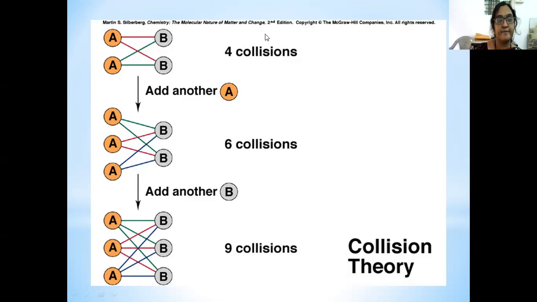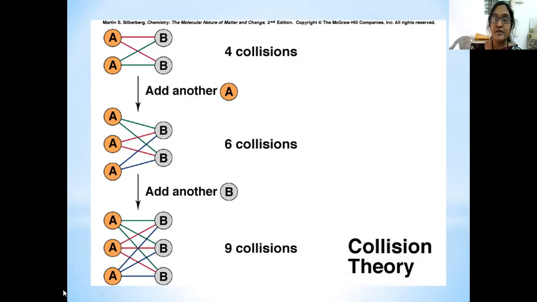But you can see here, 4 collisions are possible. When we add another A, there are 2B and 3A. Though there are 3A, only 2 products, twice AB, should be formed. But how many collisions are possible? 6 collisions. Again, we add 1B, so thrice A and thrice B are there. Then thrice AB should be formed, but 9 collisions are possible, which means all collisions are not fruitful.